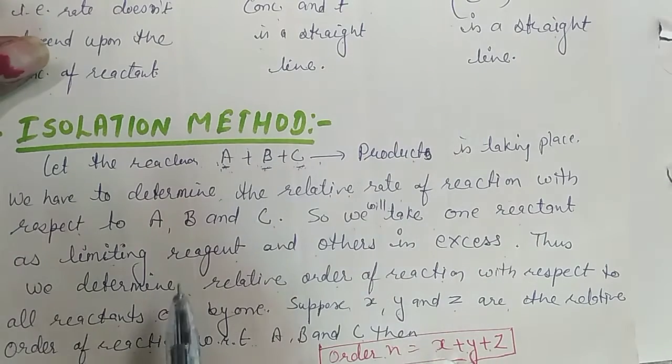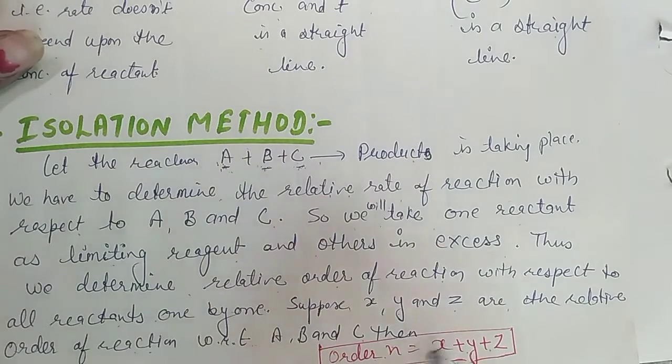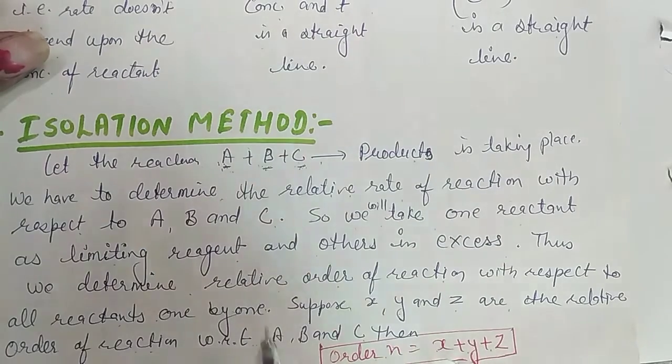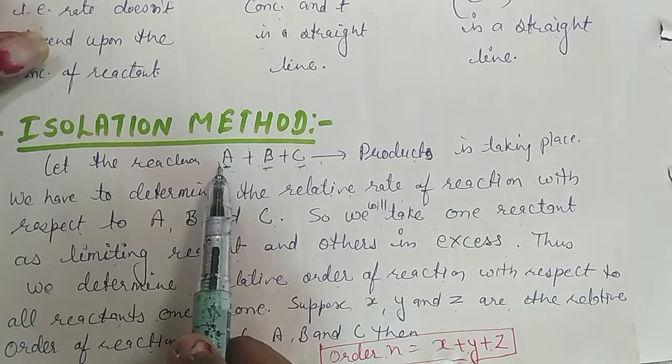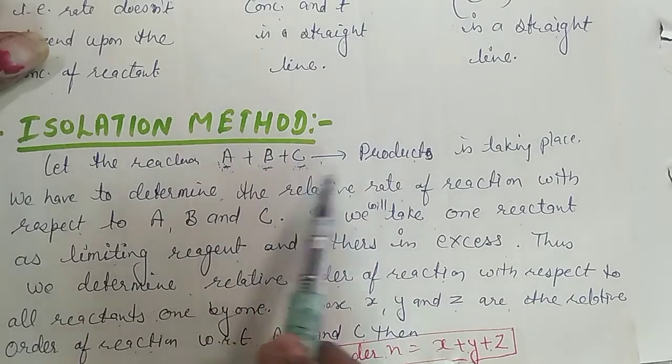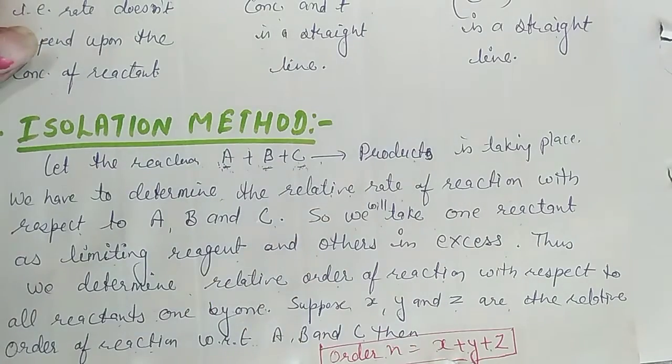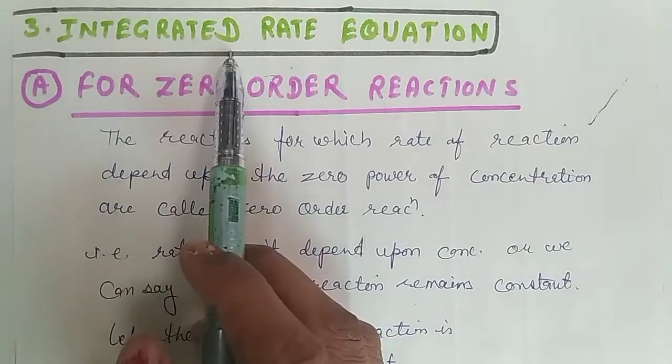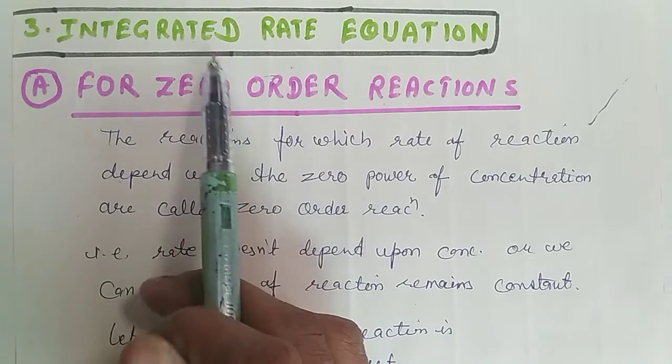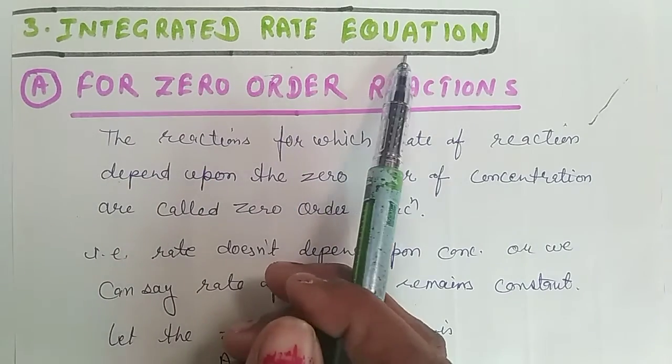Okay, clear? In this way we can determine the overall order of reaction by determining the relative orders of reaction with respect to the reactants. Clear? It is the most important method to determine the rate of reaction. It is the integrated rate of reaction.